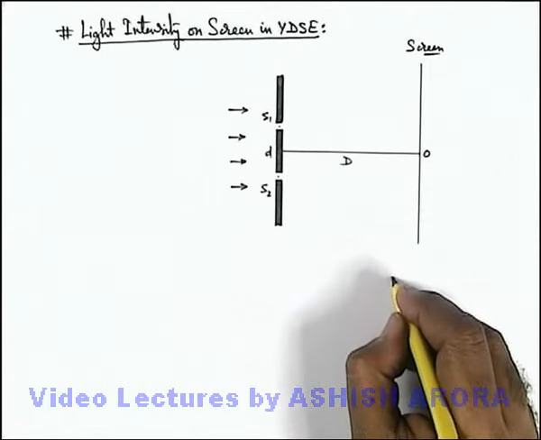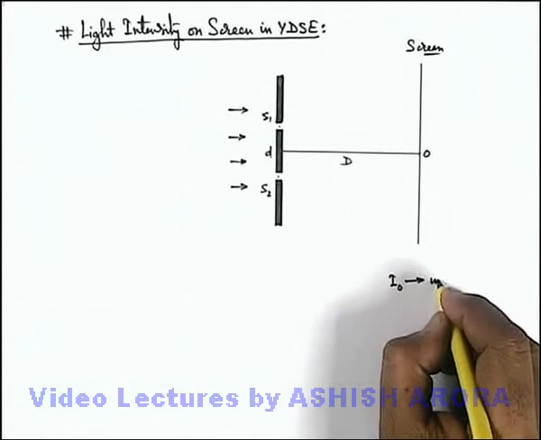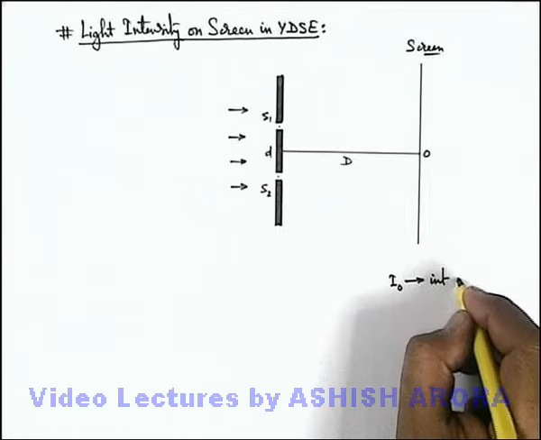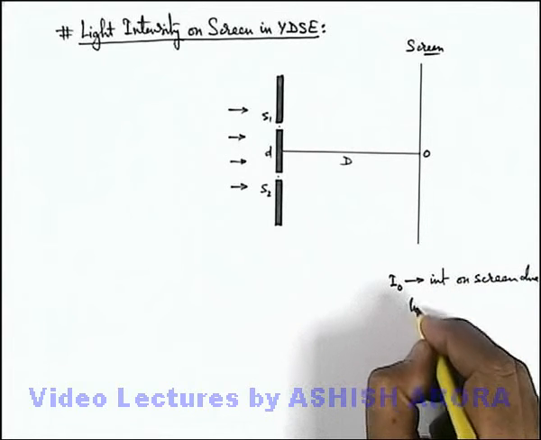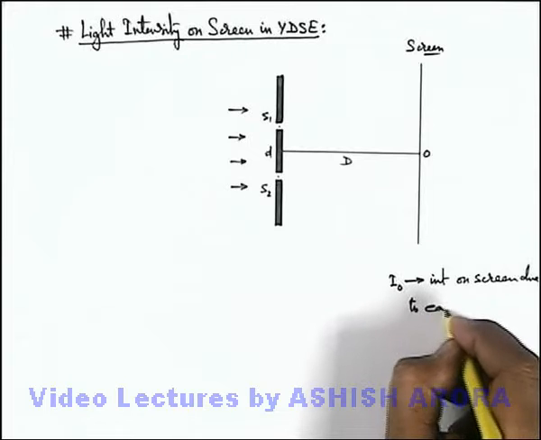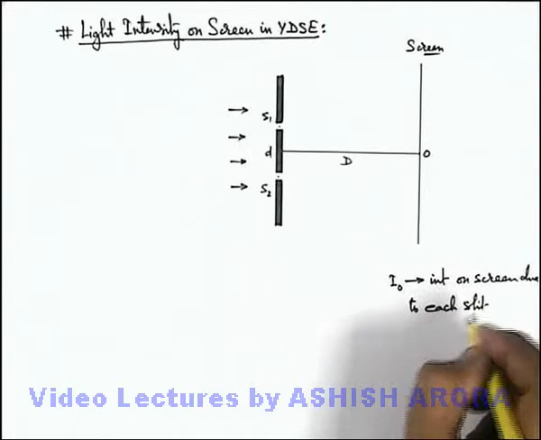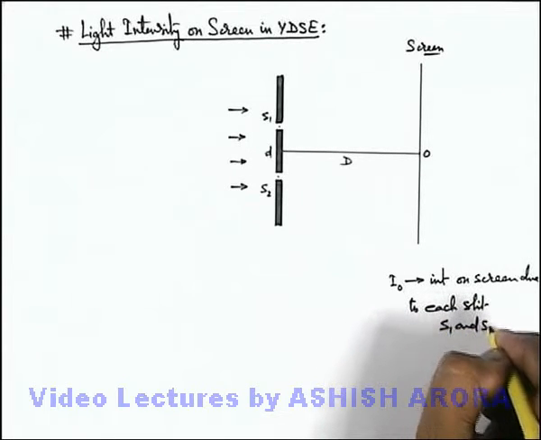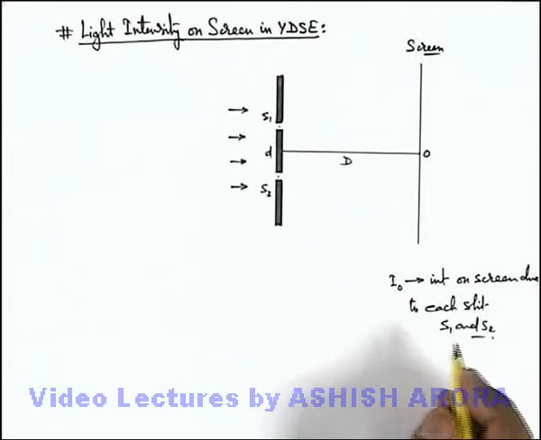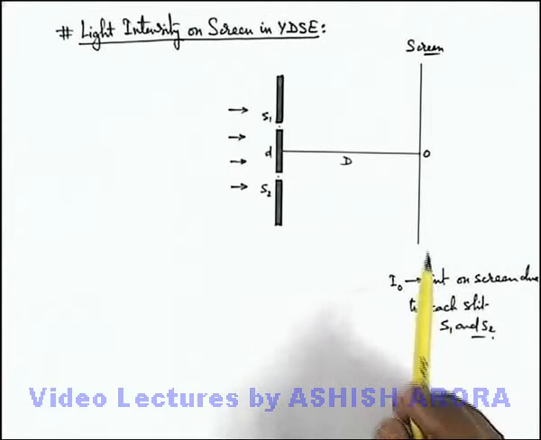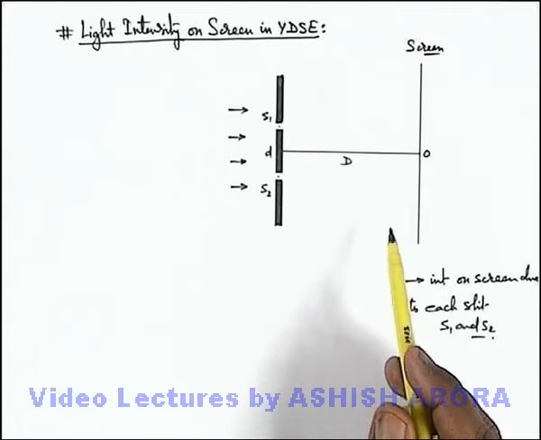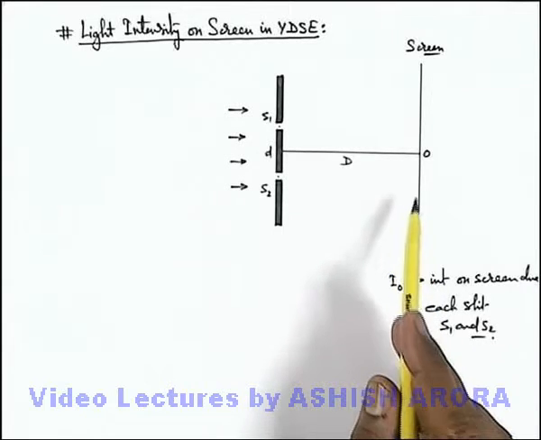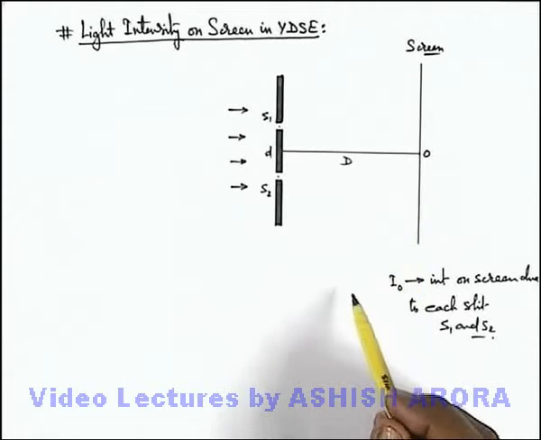Here we can consider that I0 is the intensity on a screen due to each slit S1 and S2. Now in this situation, at the point of constructive interference, the maximum intensity will be 4I0, and at the point of destructive interference it will be 0. So bright and dark fringes are obtained on the screen.